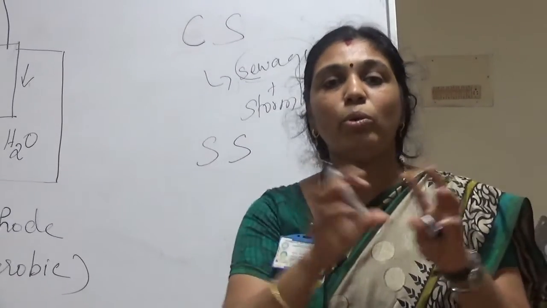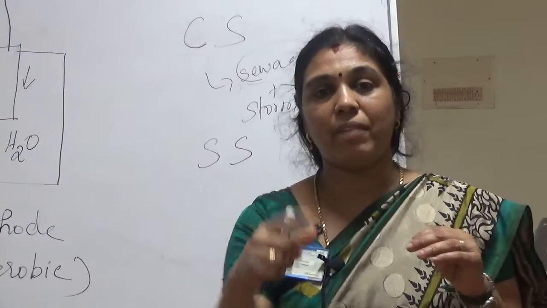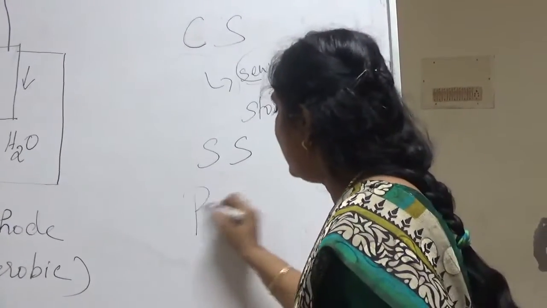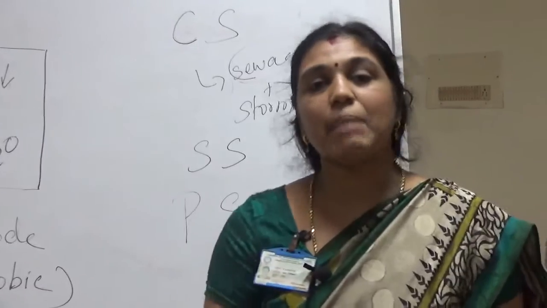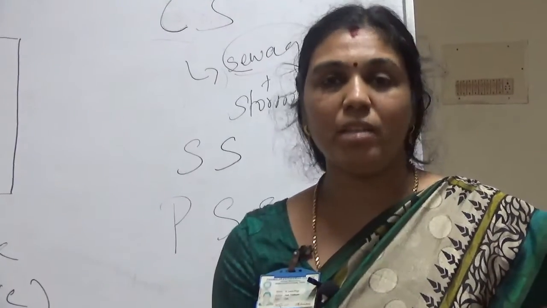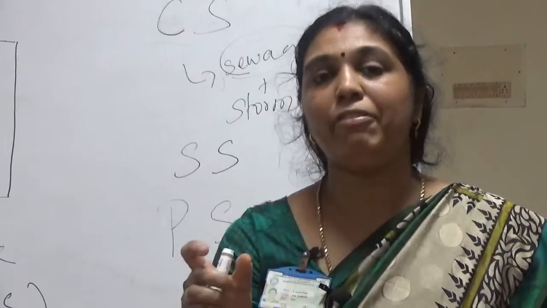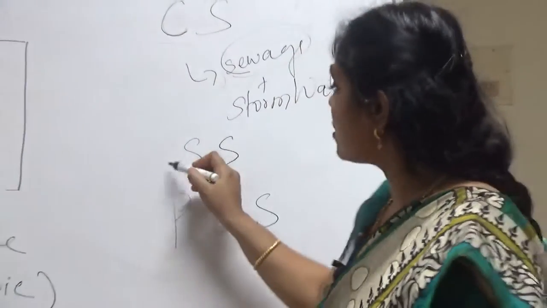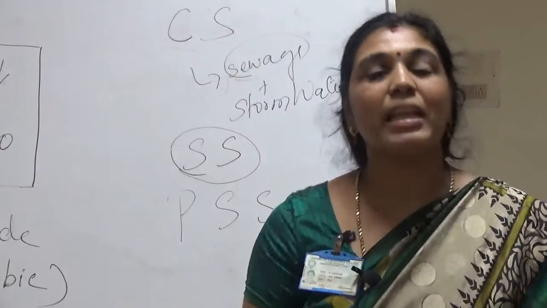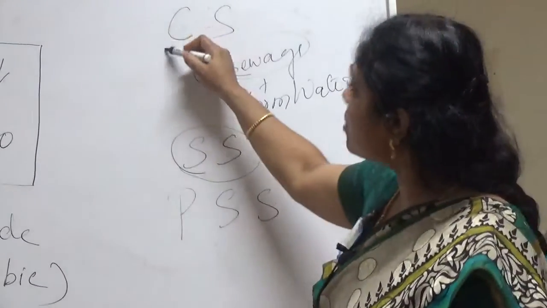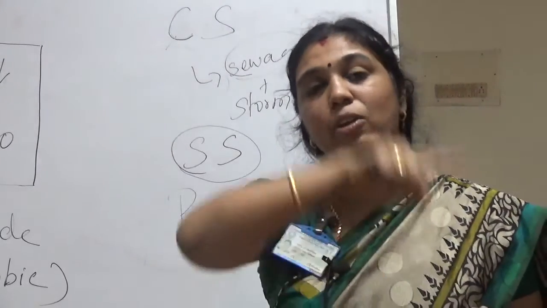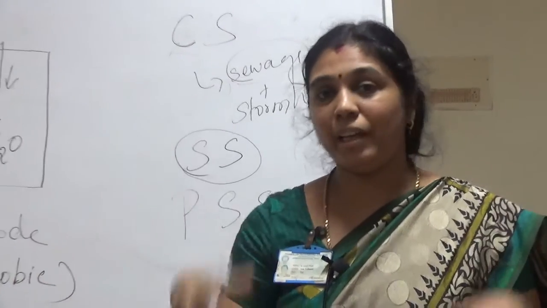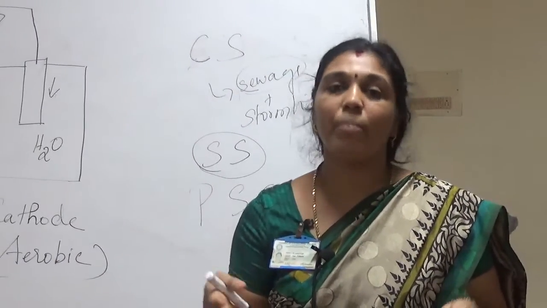The next one is called the separate system, SS. In the separate system, we have two different pipes, of which one carries the sewage and the other carries the stormwater alone. The next one is the partially separate system, which carries a part of the sewage and one part of the stormwater, especially from roofs and backyards. We prefer the separate system because it is economical. When we opt for the combined system, we have to design a bigger diameter, which cannot be accommodated inside the ground, and it is not economical.